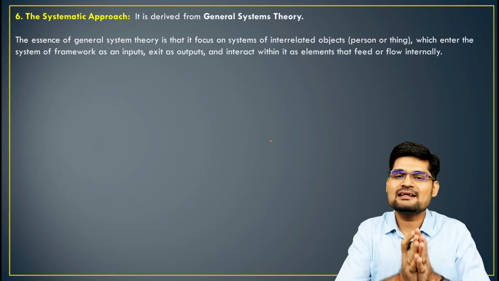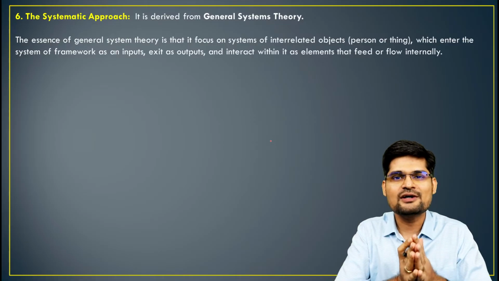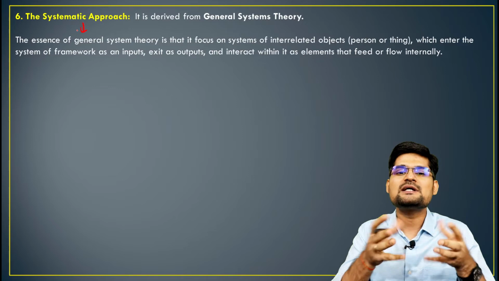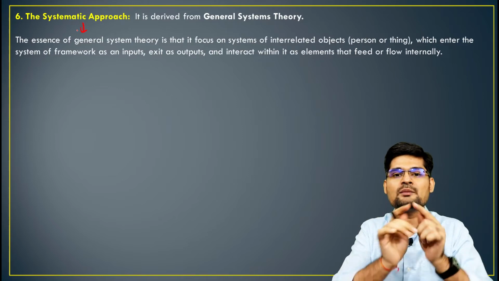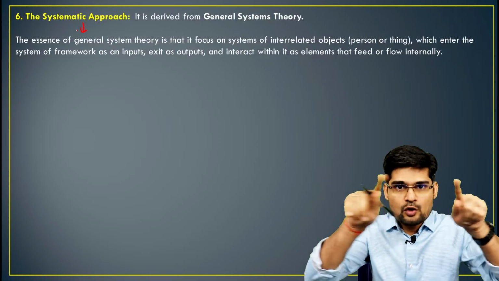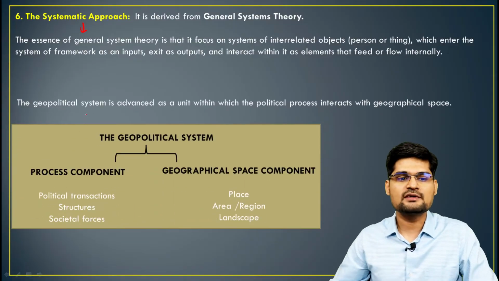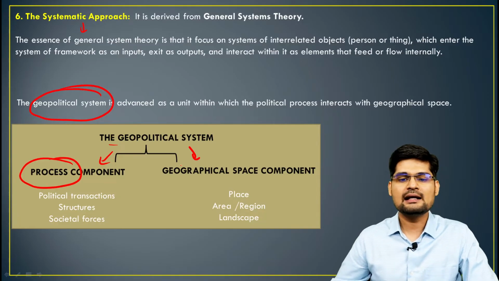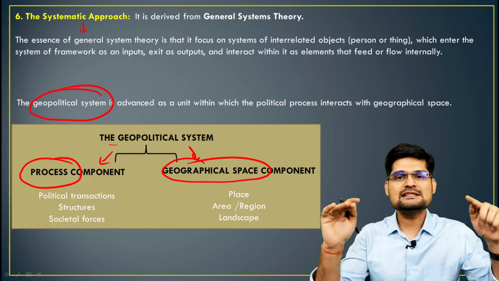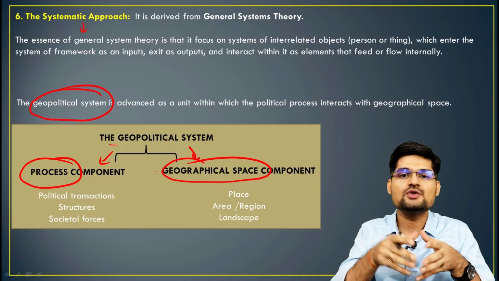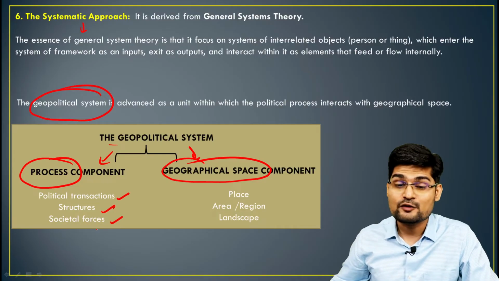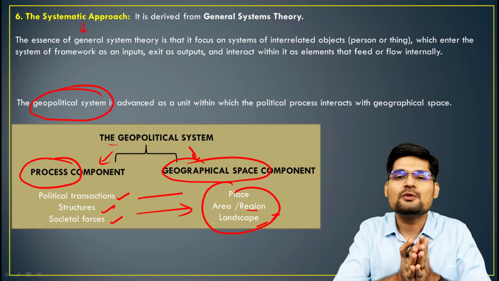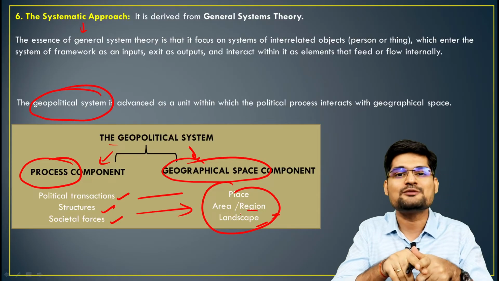And then what we have is the sixth and the last, that is the systems approach, right? So in the evolution of geographical thought, we studied this systems theory, behavioral theories. So if you observe, the systematic approach says the entire political system is based on general systems theory. So it means the political geography system is basically made up of several components, which hold together to make it function. So if you observe further, the geopolitical system has two major components. What is the first component? The process component, right? And the second is geographical space. So these two components keep interacting. They have spatial interactions going on. So political transactions, structures, societal forces interact with these, that is place, area, region, landscape. And this interaction forms a geopolitical unit. That's where we study the political geography of a system. So that's the systematic approach.